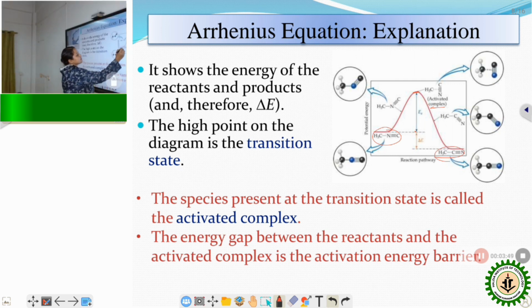So this is the energy of the reactant molecule, this is the energy state of the product molecule, and the amount of energy between this level is called the activation energy for this particular reaction. Now see here that there is a difference between the energy of the reactant molecule and the product molecule.